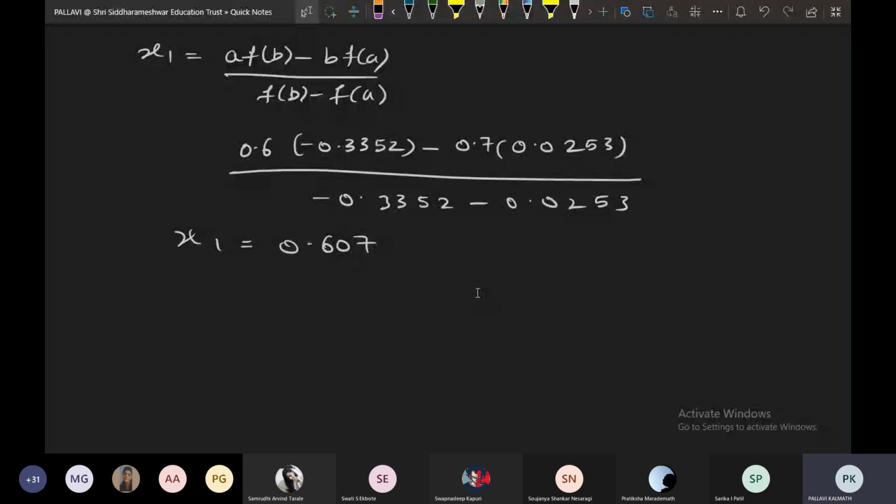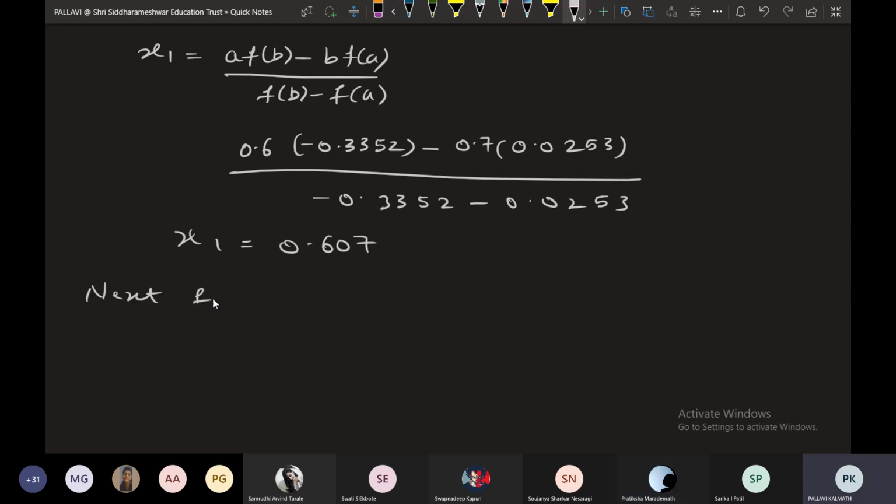f of 0.6 is positive, no? Yes, ma'am. And f of 0.7 is negative. Okay, all of you got the same answer? Yes, ma'am. Okay, what is the next step? Can anybody tell? f of 0.607.